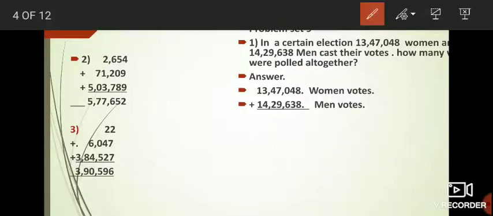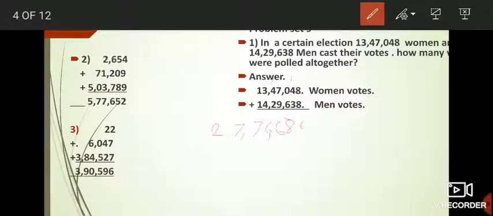8 plus 8 is 16. 1 carried over. 4, 5, 6, 7, 8. Now 6 plus 0 is 6. 9 plus 7 is 16. 1 carried over. 4, 5, 6 and carried over 1 is 7. No carried over here, students. And again 3 plus 4 is how much? 7. 1 plus 1, 2.